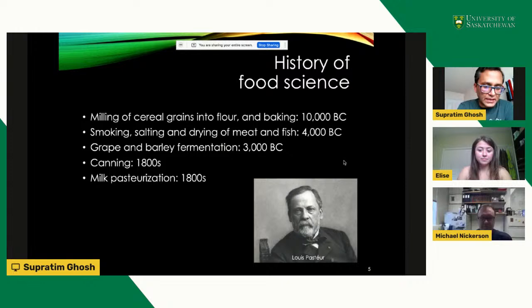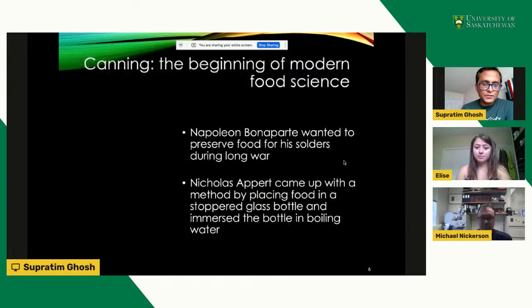Later in the 1800s, Louis Pasteur discovered that by heating milk to a particular temperature, you can kill all the pathogenic bacteria that can make us sick. Hence the name milk pasteurization. So those are, you can say, the pillars of modern food science. So let's talk about canning.